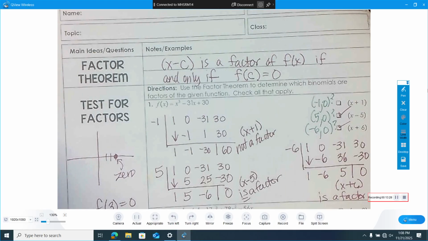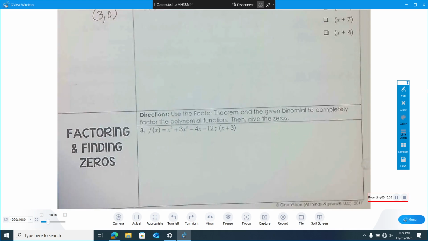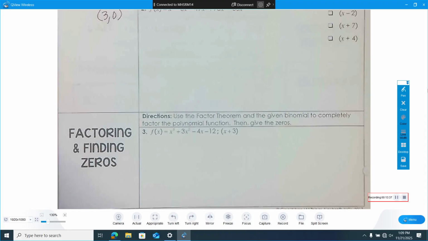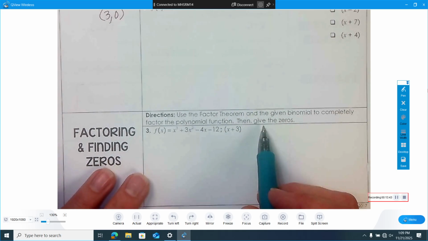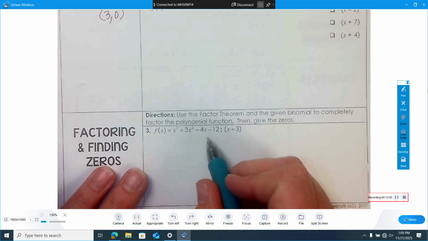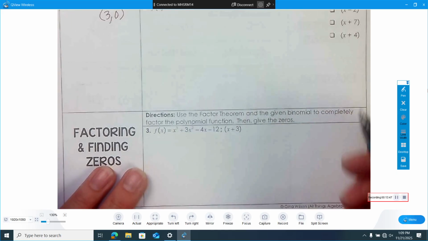But again, our goal is always factoring. So let's go down here to factoring and finding zeros. We want to use the factor theorem and the given binomial to completely factor the polynomial function and then give the zeros. So again, here they're telling us that x plus 3 is a factor.